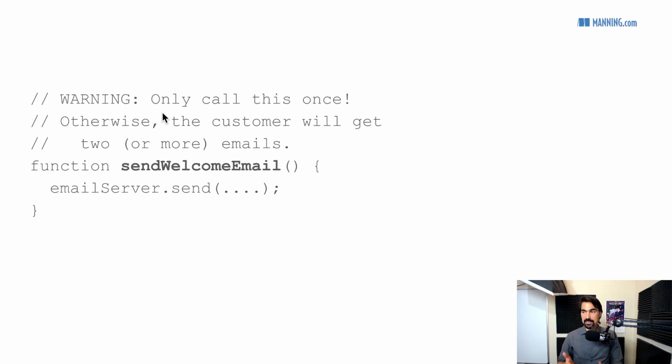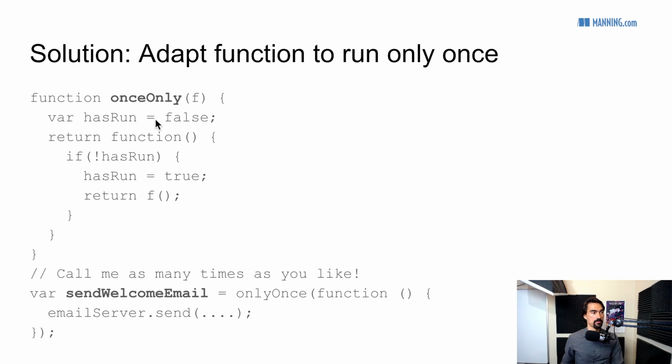What we're seeing is a conflict between the way JavaScript semantics work. You call a function twice, it runs twice. And what we actually want to happen, which is to only call this one time, no matter what. So we have a solution. Notice we're writing another higher order function. It's called once only, and it takes a function as an argument. That's what higher order function means. It takes a function as an argument, or it returns a function.